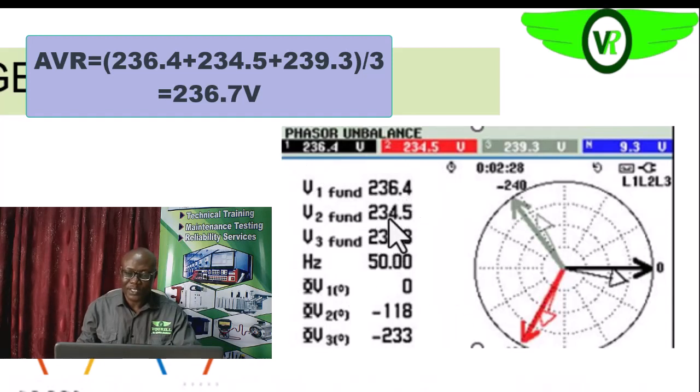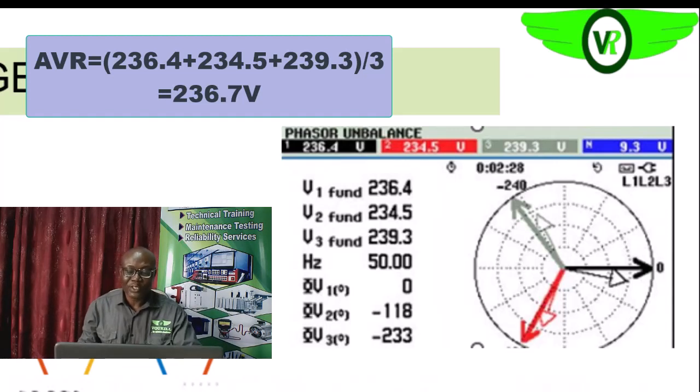236.4 plus 234.5 plus 239.3. When we add and divide by 3, we have 236.7. That becomes our average voltage.